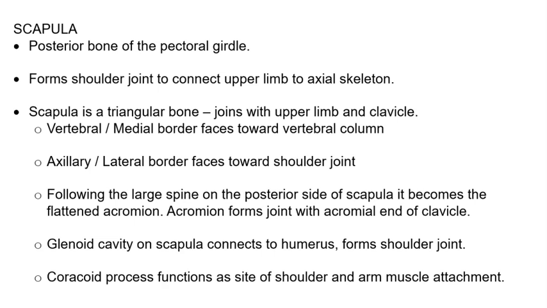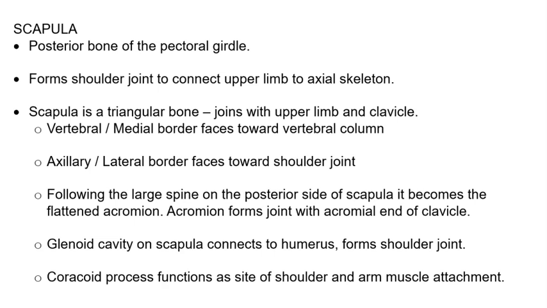The scapula is the posterior bone of the pectoral girdle. It forms the shoulder joint to connect the upper limb to the axial skeleton. The scapula is a triangular bone and connects with two bones in total. It joins with the humerus bone of the upper limb to form the shoulder joint, and it also connects to the clavicle as well. The vertebral or the medial border of the scapula faces towards the vertebral column, or is in closest proximity to the vertebral column, while the axillary or lateral border is in closest proximity to the shoulder joint.